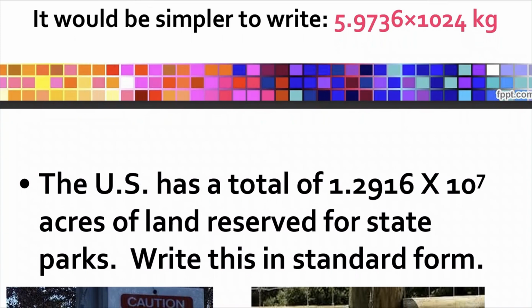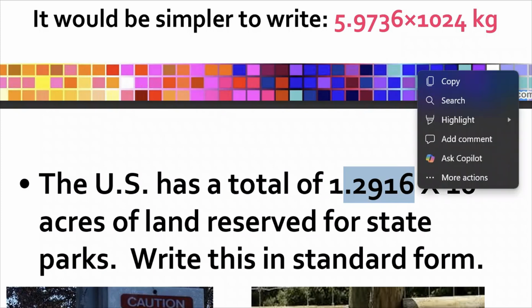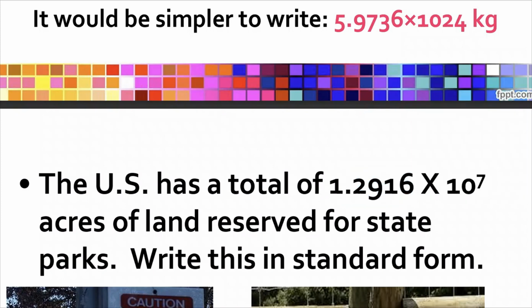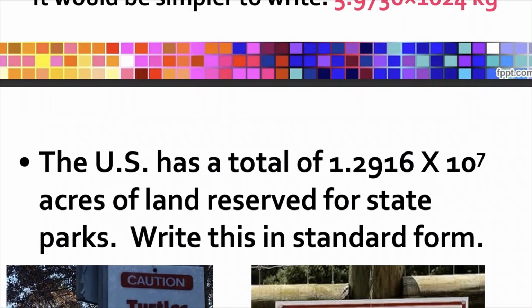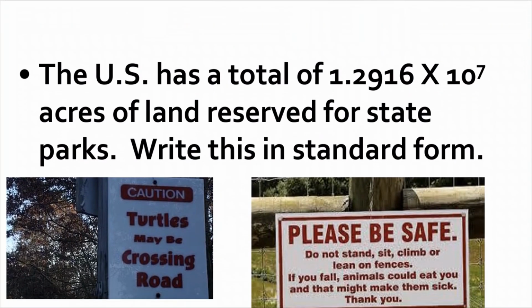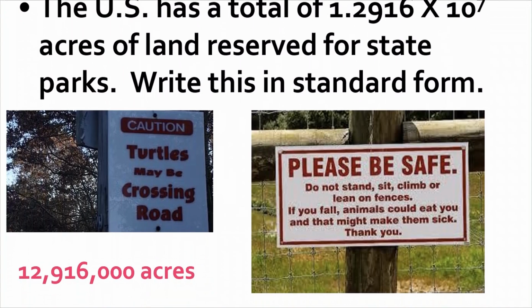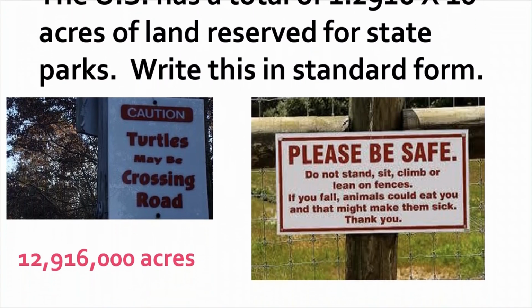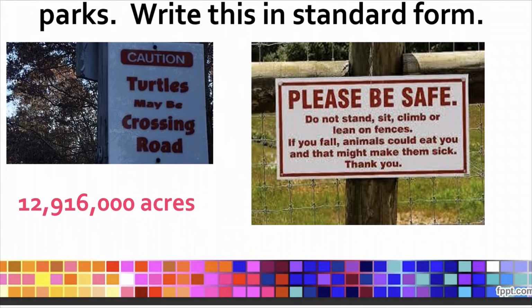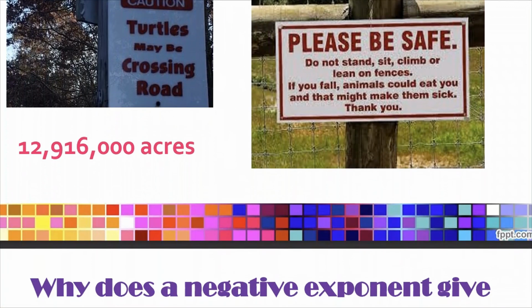So it means 4 digits, 2916. See here, 4 digits are already counted after removing the decimal. So how many more zeros? Total power was 7, so it should now be 3 zeros. So the answer is 12916 and 3 zeros, 12,916,000 acres. That's the answer. So simply, that's the way we multiply and divide.